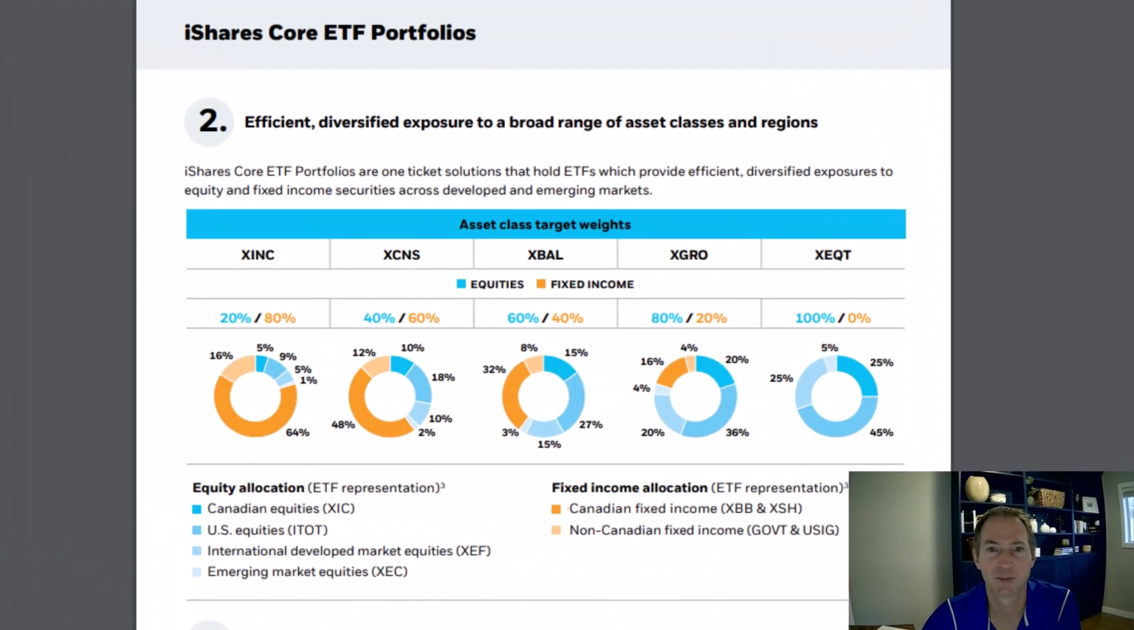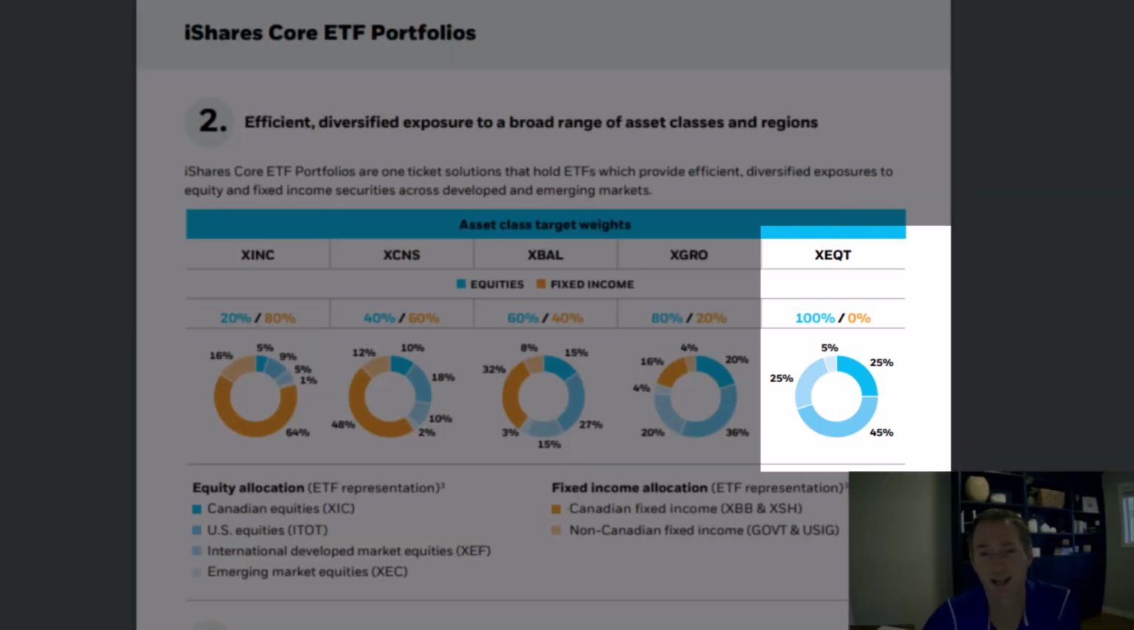And if we dig a little bit deeper into these 5 different asset allocation ETFs that iShares carries, you can see that they're all broken down by geographical allocation. So if you look at XEQT, it is the 100-0 portfolio, so 100% equity, 0% bonds. And you can see that their target allocation is 45% US, 25% Canada, 25% international. And then they've got this 5% dedicated to emerging markets.